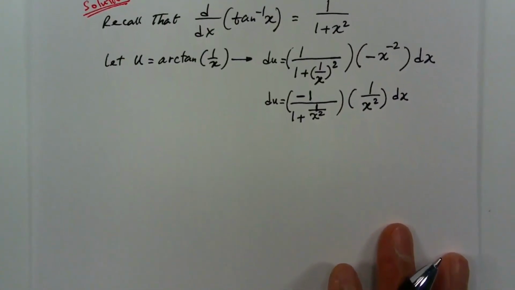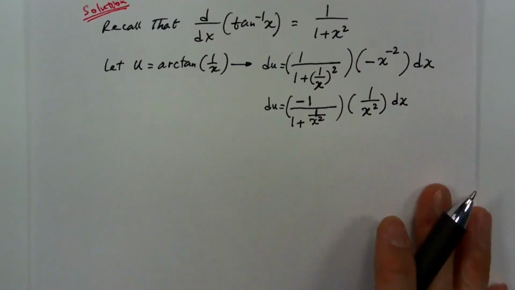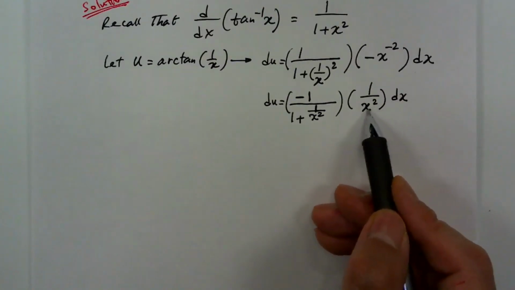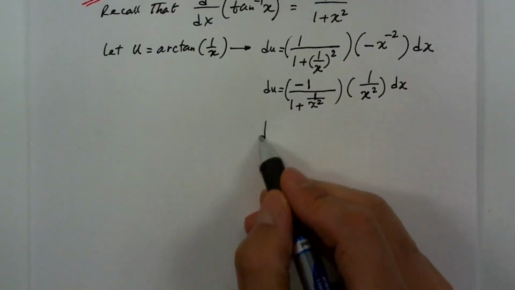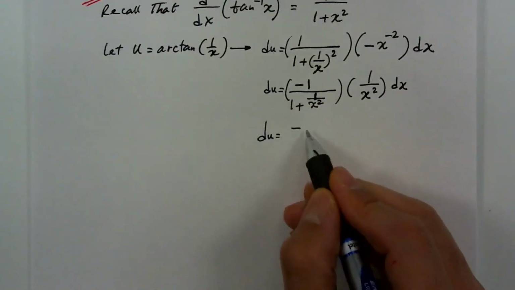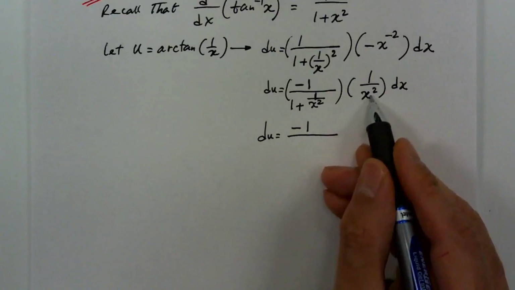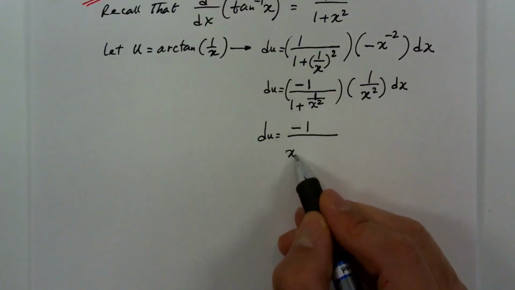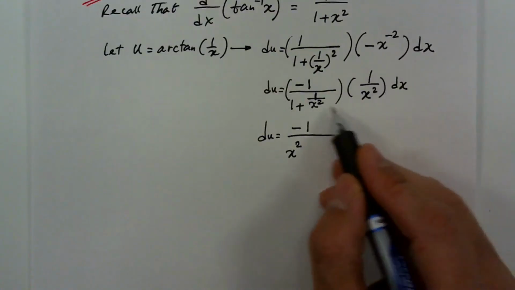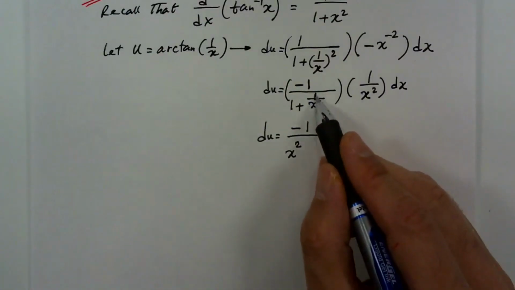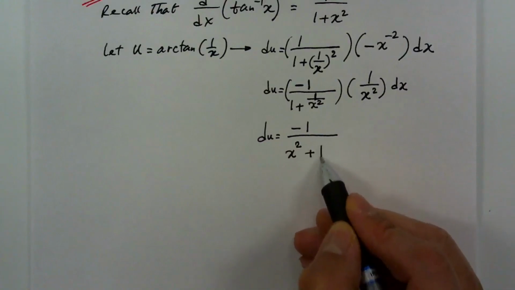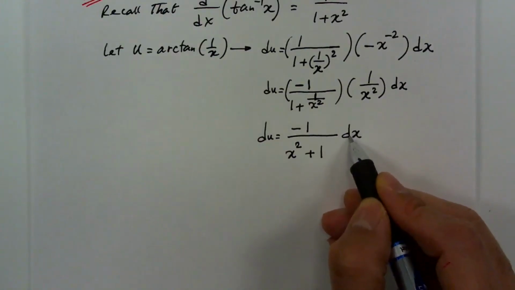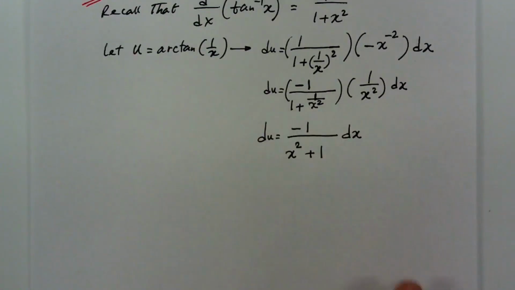Okay. Now, we can simplify this a little more, right? Look at it. We can distribute this x squared into this denominator. So let's do that. du is equal to minus 1. Distribute this x squared times 1, it's just x squared. X squared times 1 over x squared is just 1, right? Like that. So that's much better than all of that.